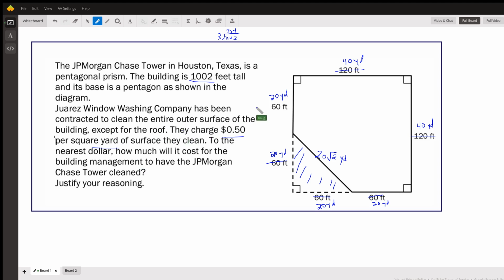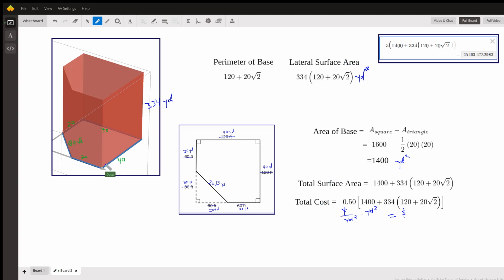So we could convert everything to yards right now by dividing all these feet measurements by 3, which is what I did. You could also find the total surface area in terms of square feet and then divide by a conversion factor that would convert to square yards. So there's your diagram of the base. Here's what the tower looks like, where all the dimensions of the base have been converted to yards, including the height. 1,002 feet is 334 yards.